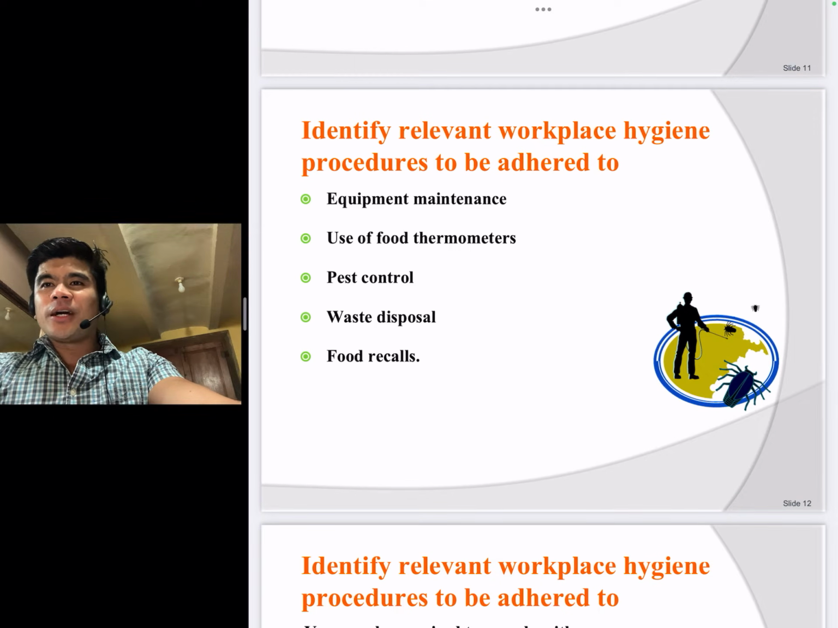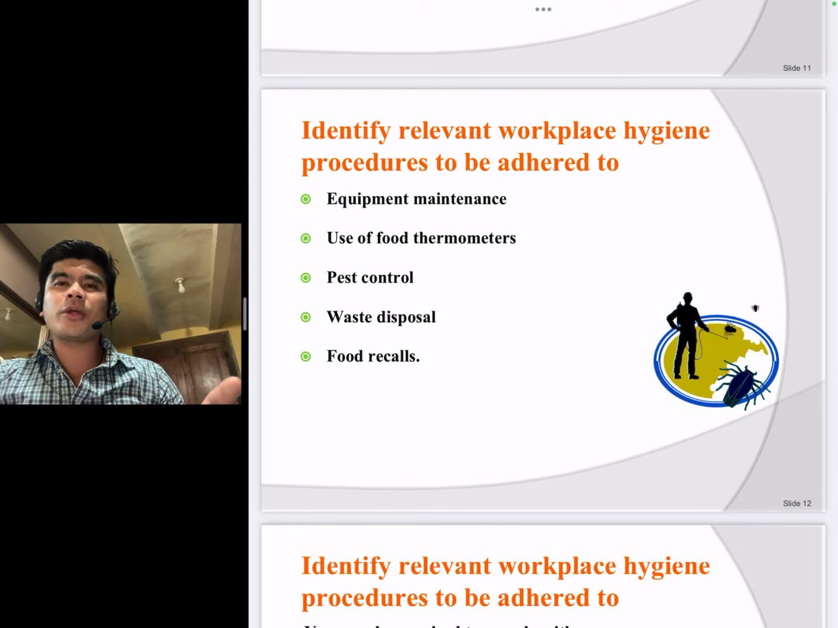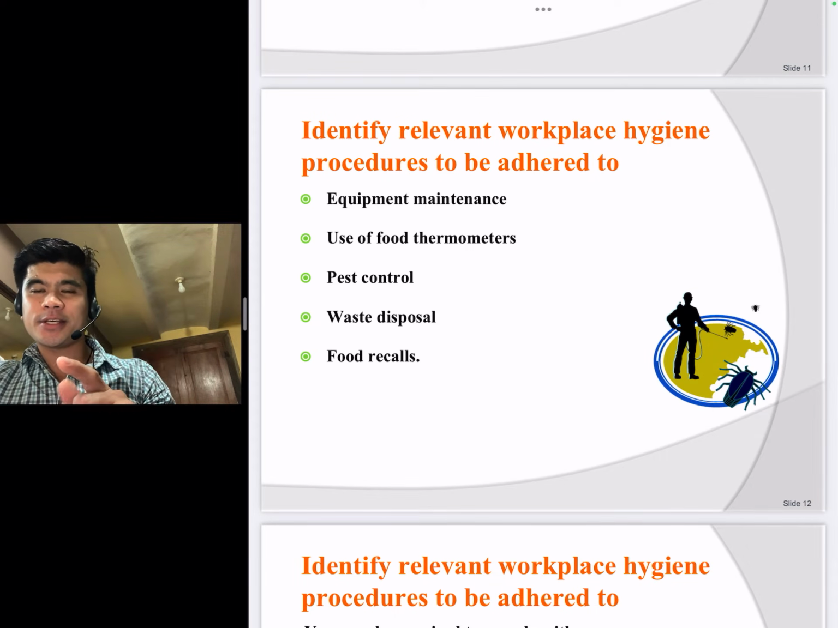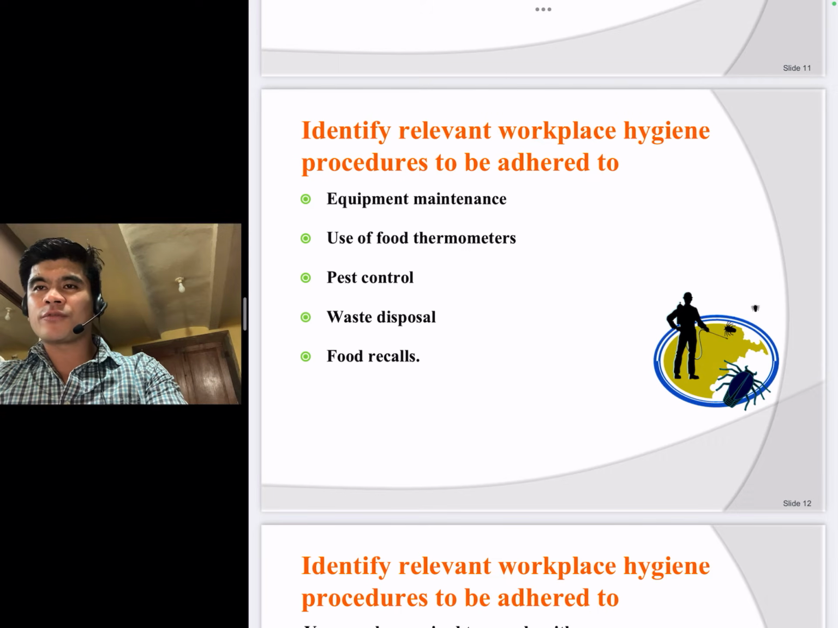Moving on to the next one, equipment maintenance. So the equipment maintenance pertains to what? The basic calibration of your food thermometer. The food thermometer should be calibrated at least every 6 months, so it will give you the exact temperature whenever you are checking the temperature of the food. Next, use of food thermometers. That's the one that I have told you earlier.